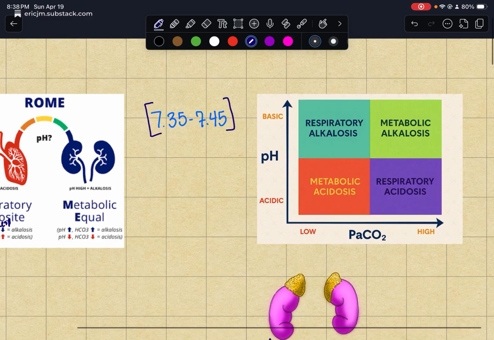I also like this model over here. I found it online, I think I just Googled it. It shows the basic and acidic pH levels on the left-hand side, and then on the x-axis you see the CO2, if it's low or if it's high. And it's really cool because CO2 levels will be high for metabolic alkalosis and respiratory acidosis, and low for metabolic acidosis and respiratory alkalosis. So it makes a lot more sense.